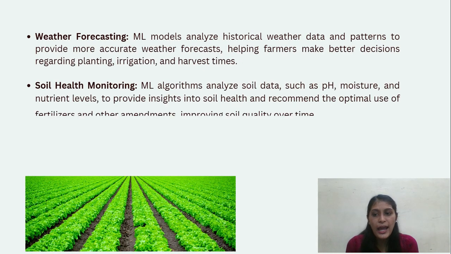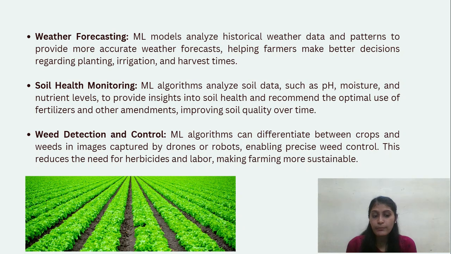And next we have weather forecasting. Weather forecasting is something we can use for agriculture. ML models can be used to analyze weather data and patterns to provide more accurate weather forecasts, which is going to help farmers make better decisions, like when to plant the crop, when to do irrigation, and harvesting times also.